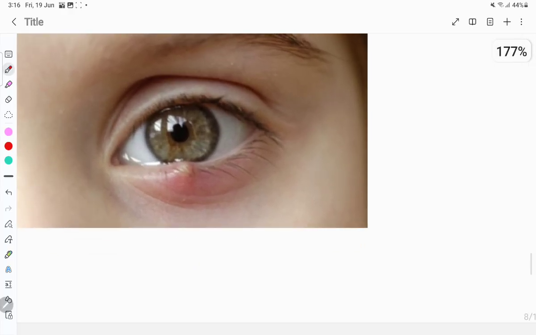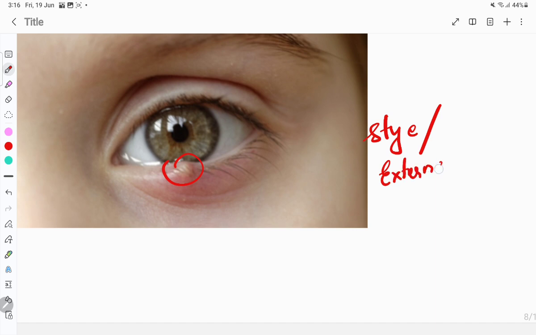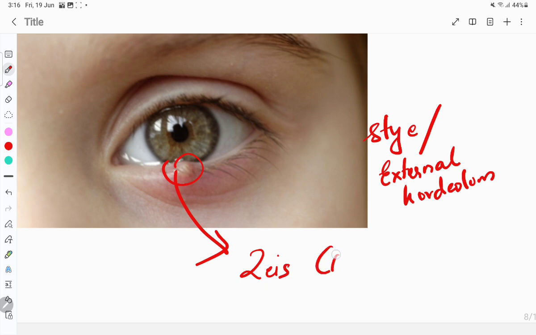Okay, now tell me, what does this picture show you? Which disease condition, guys? Yes, this is a case of stye. What is the other name of stye? External hordeolum, right? Now, what is external hordeolum? It is the acute infection of the gland of Zeis. That's all you should know.